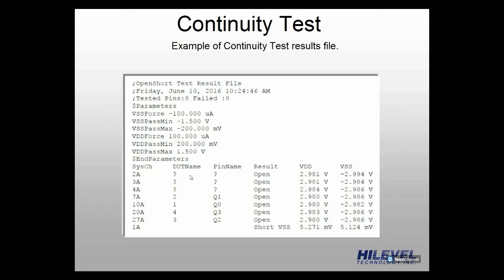For future reference, you can save the test results to a log file. This file is a standard ASCII text file that you can use in your own documentation. Here's an example of a results file. It begins with a description of the file, the test time, global results, the test parameters, and the list of pins with individual results.